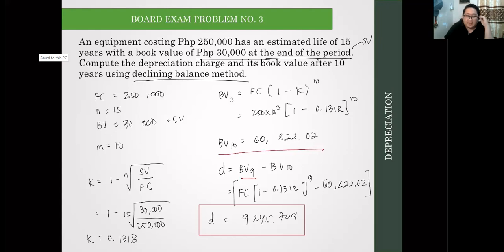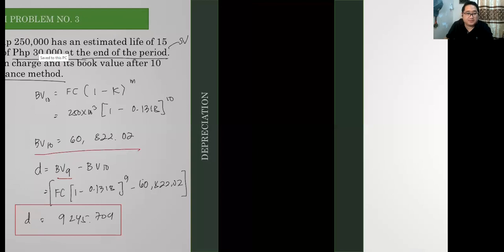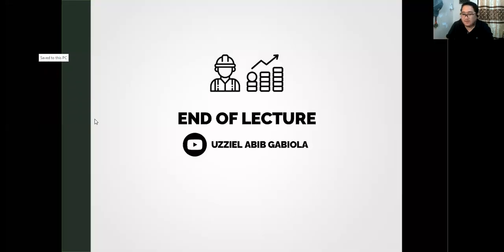Ayan. Okay. So overtime na pala tayo. So okay. So I think this ends our lecture. So thank you for attending our session. So sorry sa overtime. So thank you and stay safe tayo.